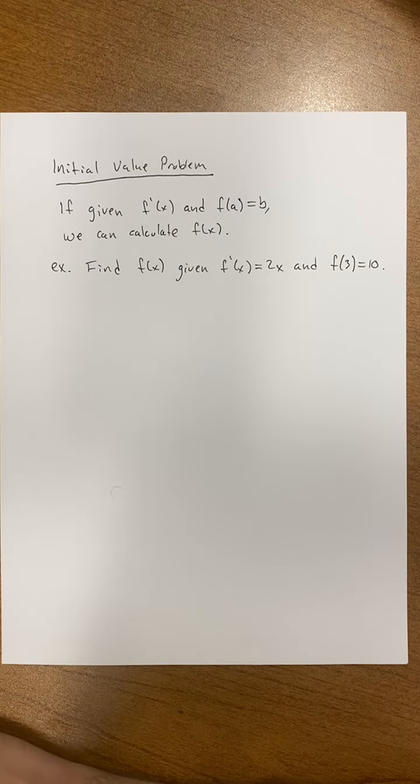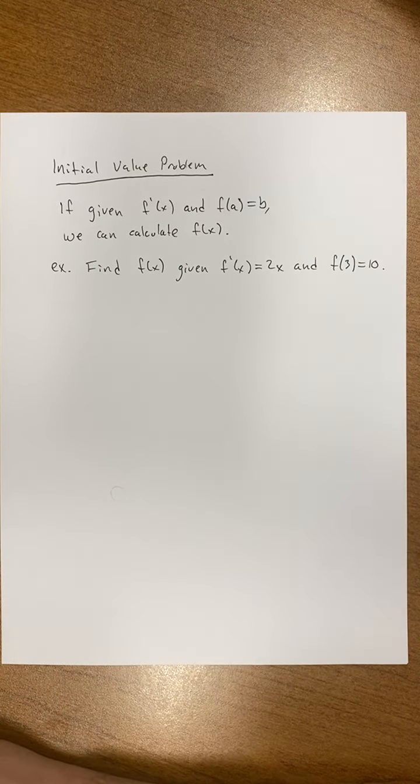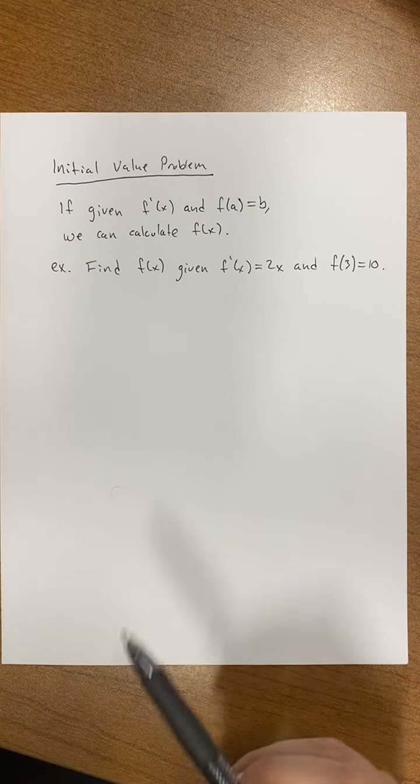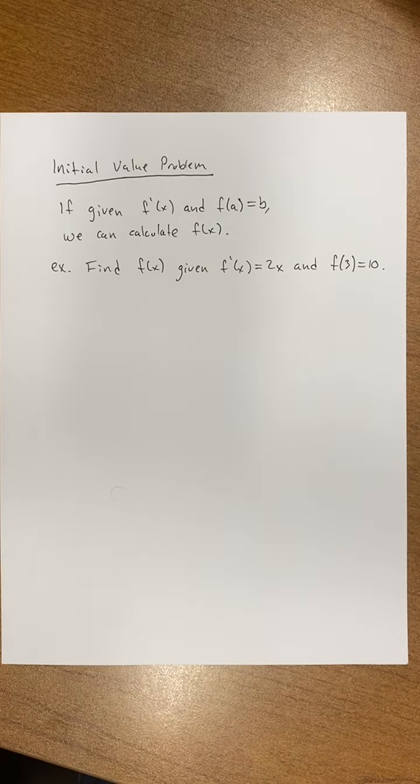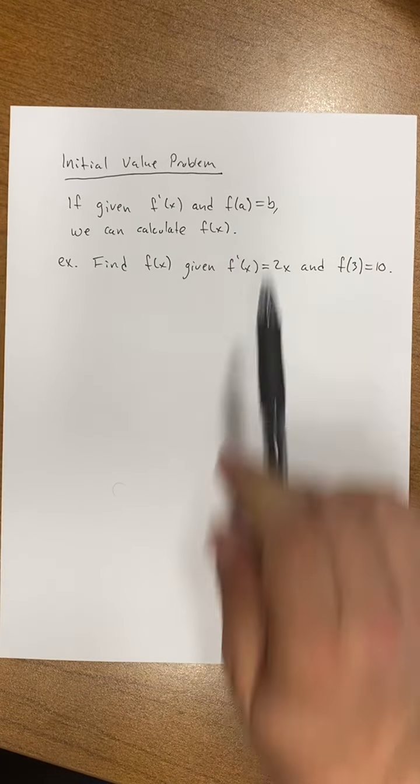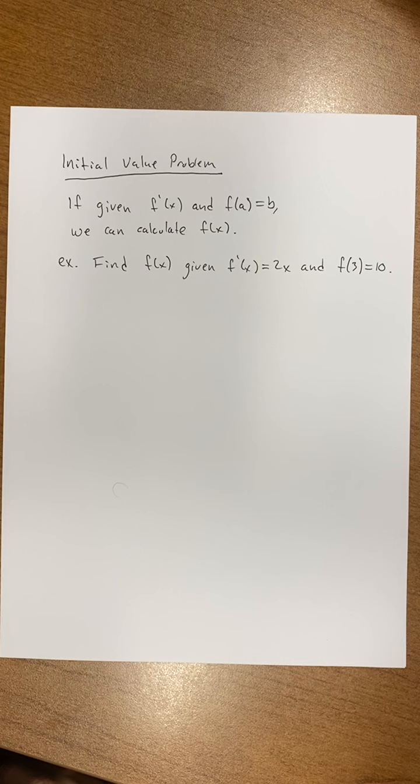We are going to study an initial value problem in integral calculus. What we're given is the derivative of f and a measurement on f itself. So f of a equals b. That would be an ordered pair on the graph of f. If we have both of those things, we can calculate the function f of x.